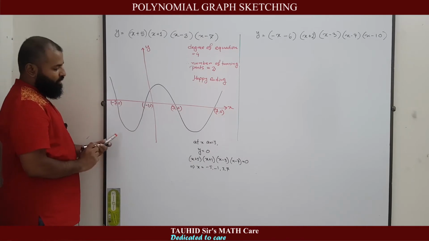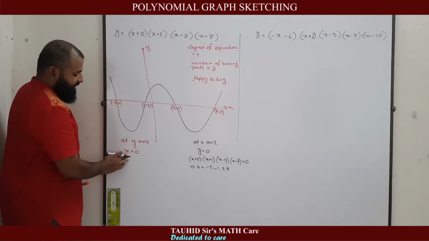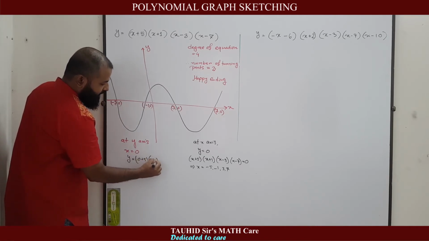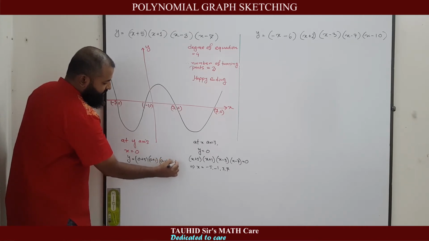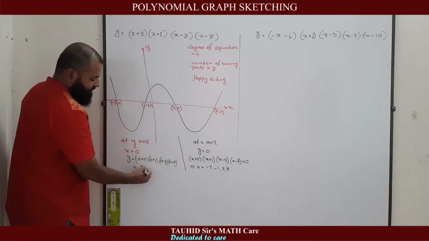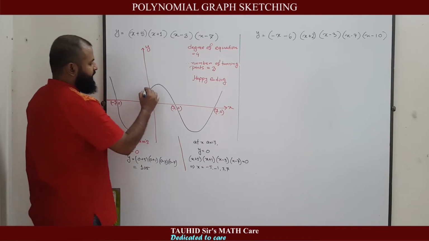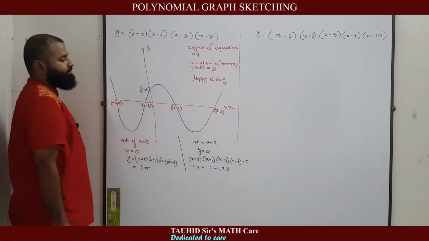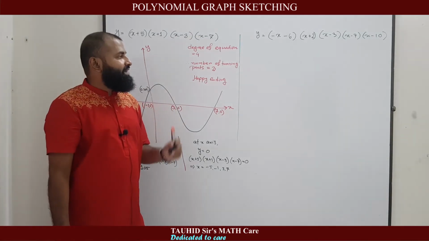Now what about the y-axis? At the y-axis x equal to 0, that means y equal to 0 plus 5 multiplied by 0 plus 1 multiplied by 0 minus 3 multiplied by 0 minus 7, which equals 105. So the y-axis intercept is (0, 105). Now let's go to our next example.